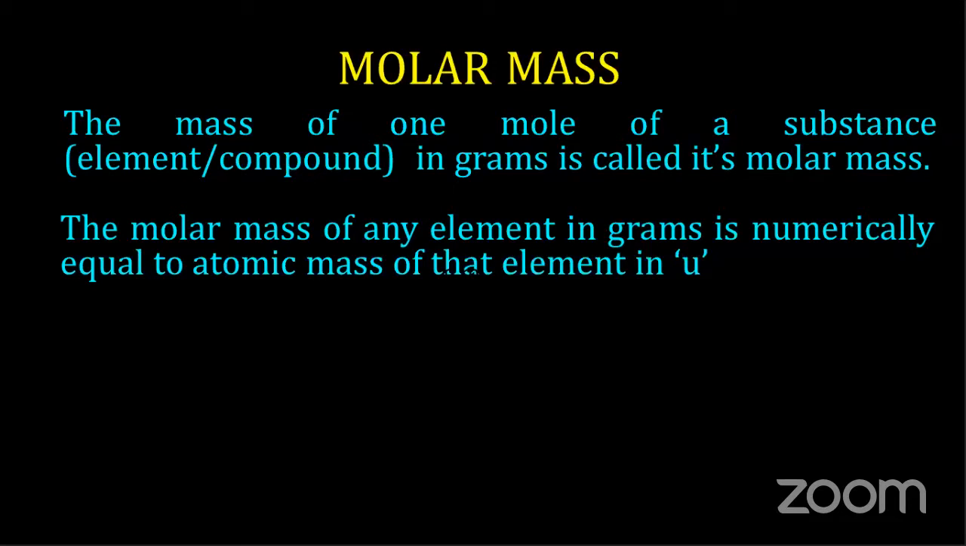Now that term atomic mass unit is replaced nowadays by the term unified mass. Now you can look here, this symbol, U for unified mass. Earlier it was atomic mass unit, AMU. Now that AMU is replaced by unified mass, and for that unified mass, the symbol is small u. There's another symbol, Da for Dalton.